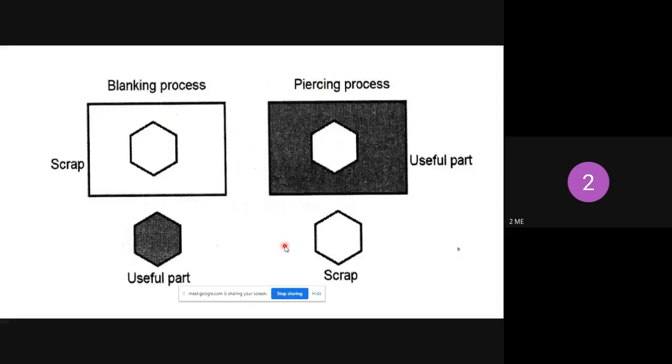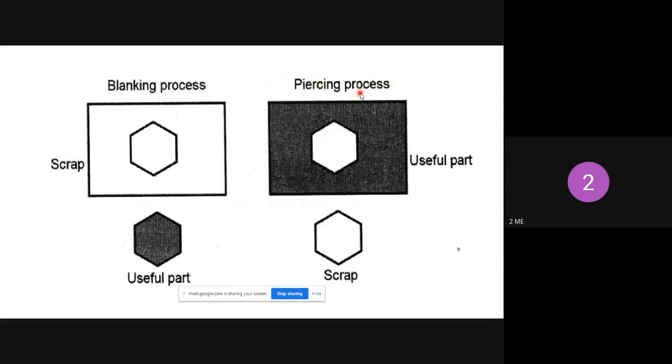Here you can observe the blanking process as well as the piercing process. In blanking, from a sheet metal we remove a certain part, and that is called the useful part. In piercing, we remove a certain part from the sheet metal, that removed part is called scrap, and the remaining part is the useful part. That is the difference between the blanking process and the piercing process.